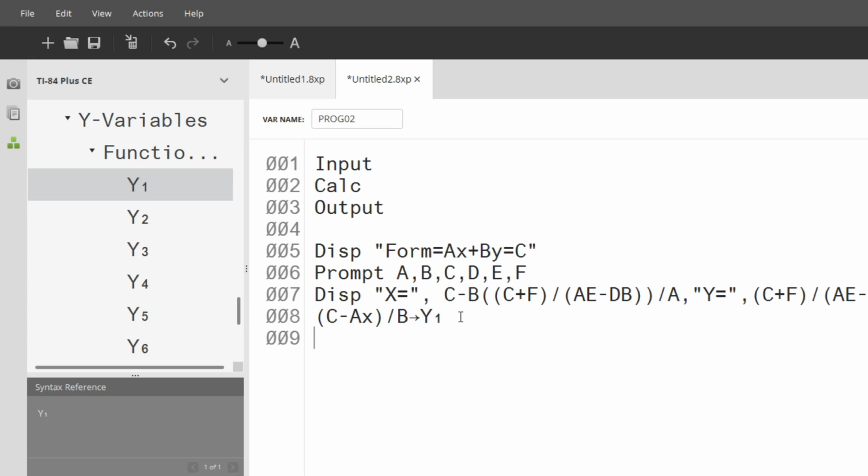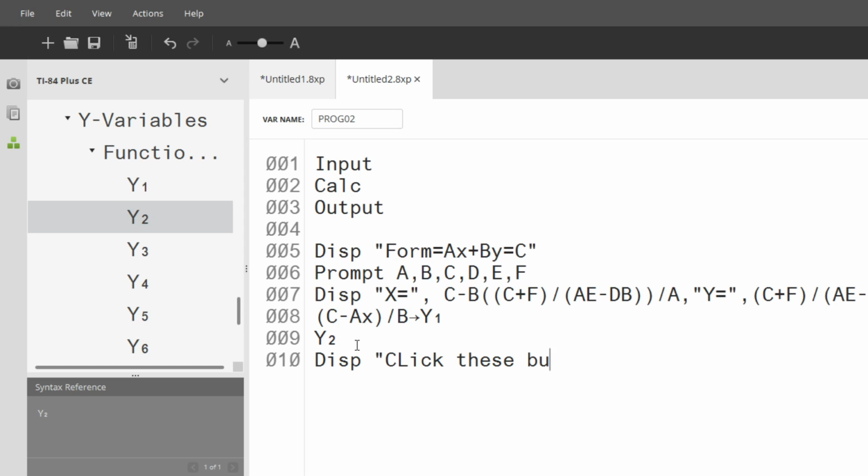Then from here, you'd have to do the Y2 equation. So you'd also have the Y2. And then you'd have to click some buttons. So either you could display, click these buttons, or something to that effect. And then you'd have to list the buttons, because there really isn't any way to run the command, because effectively what you're doing is just running the math, which is what the intersection is doing.